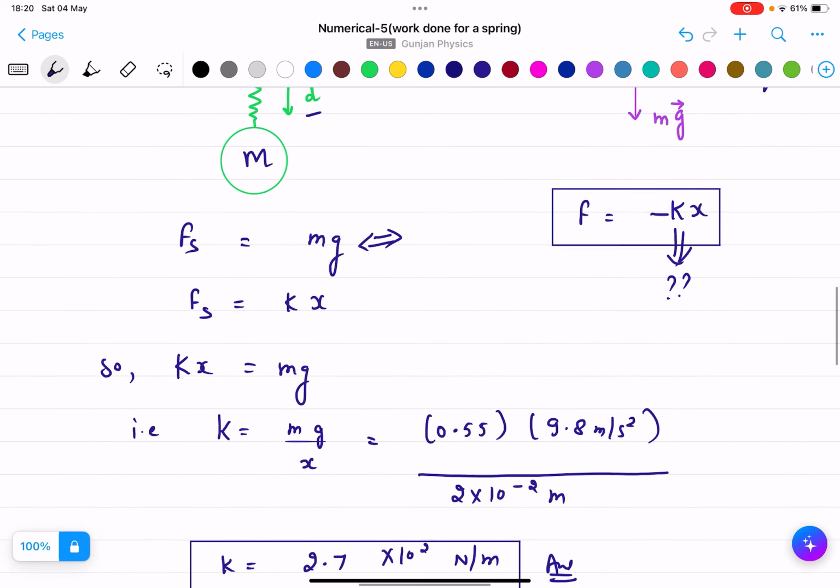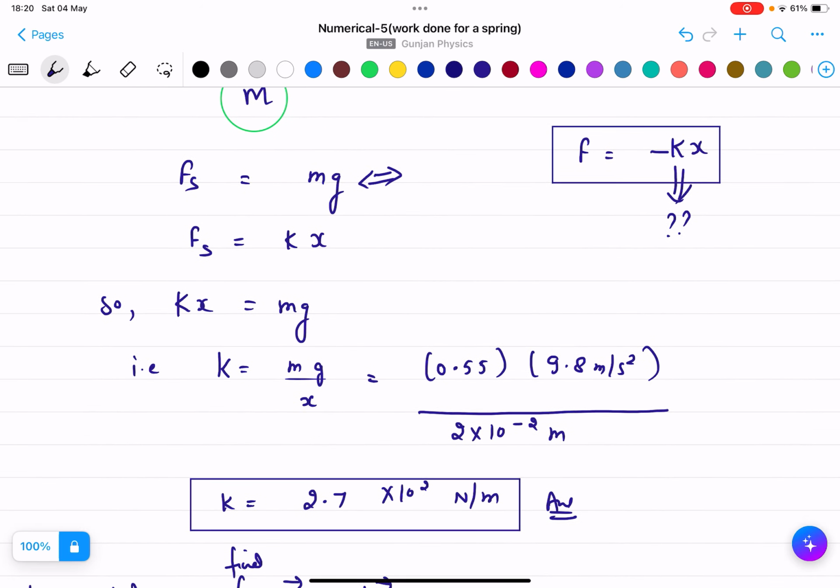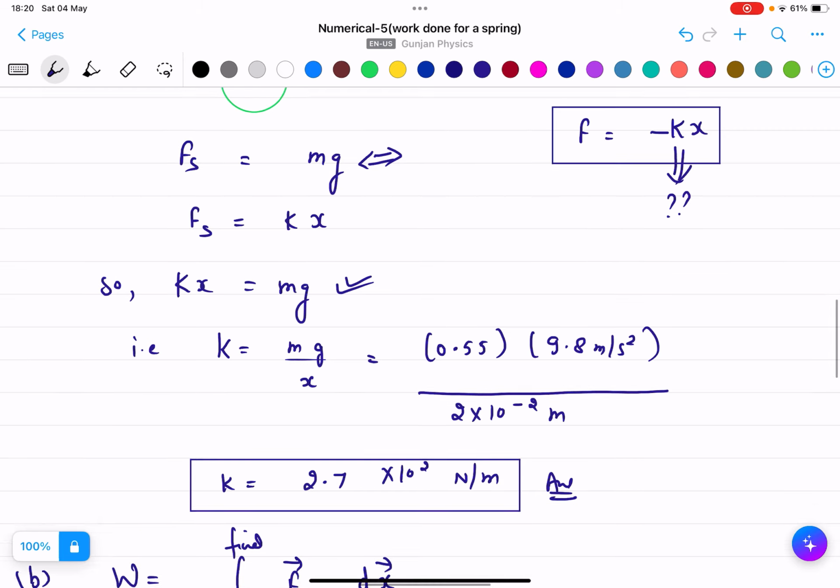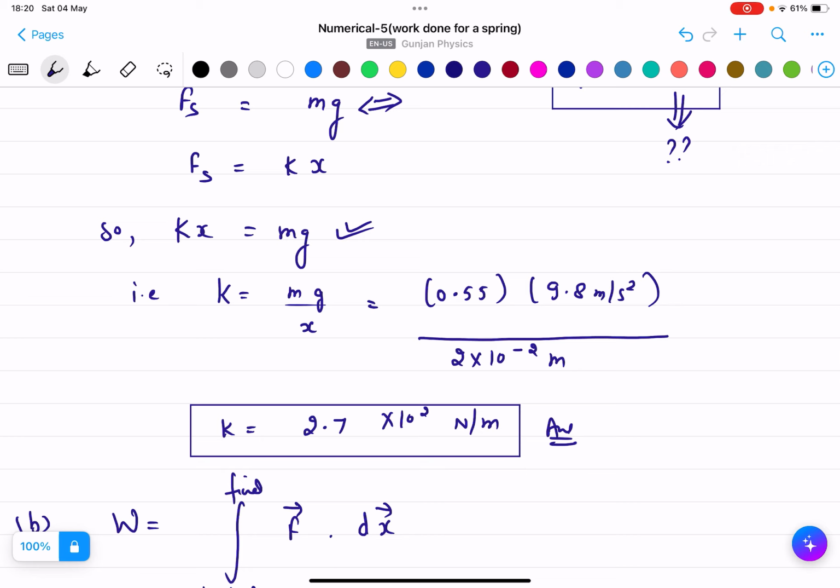Okay. Now that means I can write kx equals mg, right? So if kx equals mg, that means k equals mg by x, and we can find out this k. Because m is given as 0.55, g we all know, and x is the displacement, 2 into 10 to the power minus 2 meter. So we can find k, which is 2.7 into 10 to the power 2 Newton per meter, right?